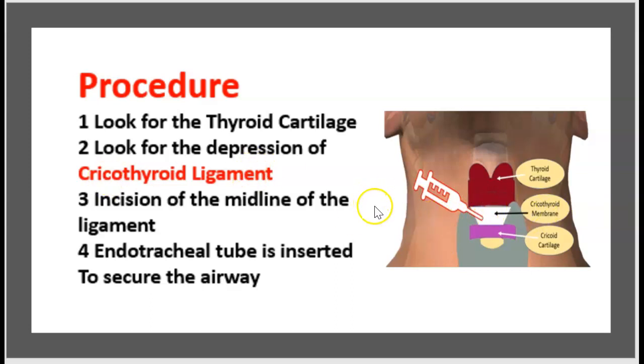The third thing is going to be an incision in the midline of the ligament. In the midline, there's going to be an incision, and that's where you're going to put the fourth step, which is going to be an endotracheal tube, and that's going to be to secure the airway. Once that is inserted, then you'll have an airway for air to come in.